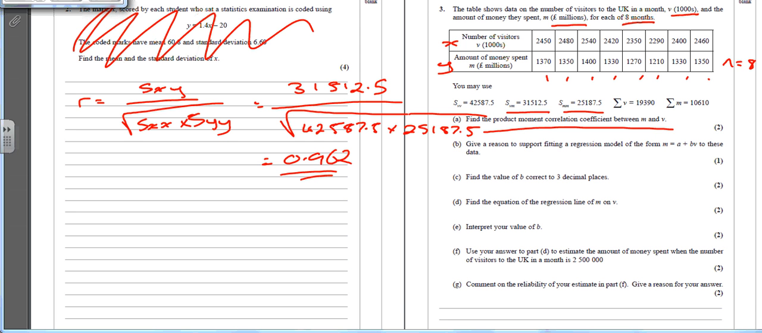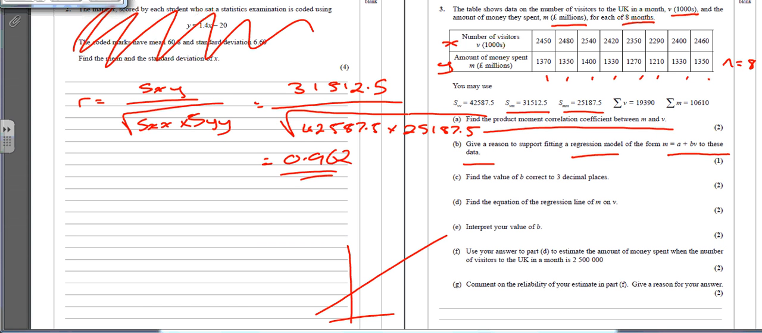So next one, give a reason to support fitting a regression model of the form m equals a plus bv to this data. Now, a regression model, if we think about it, is just a line of best fit. So if the data shows that there is a strong relationship, then we can do a line of best fit for that. Because here R is very close to 1, therefore there's a strong relationship.